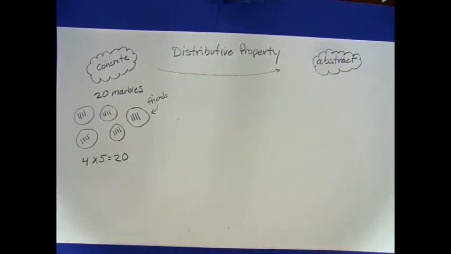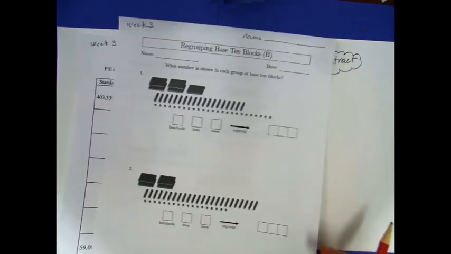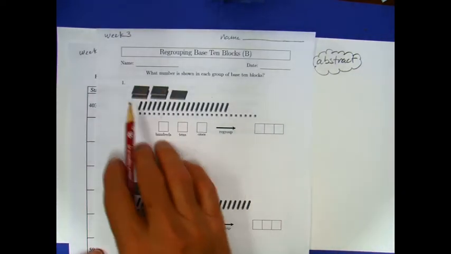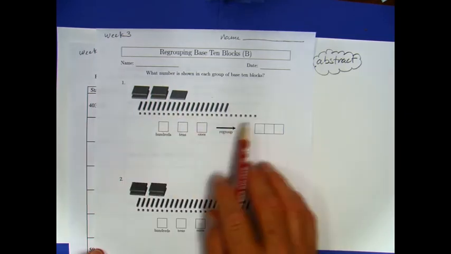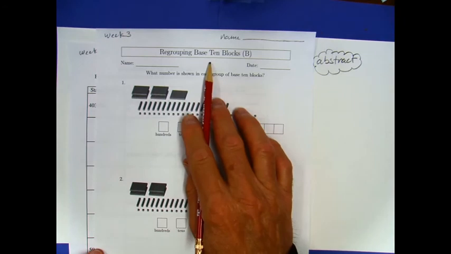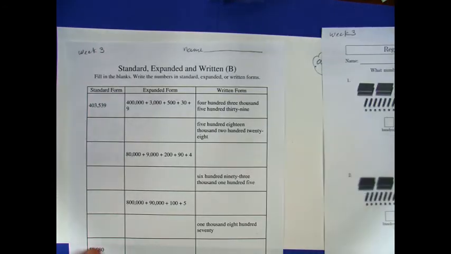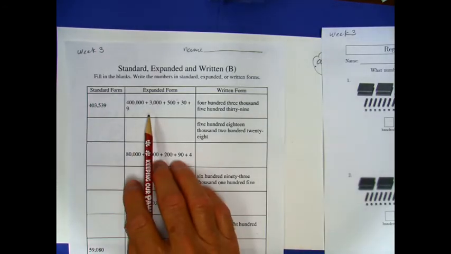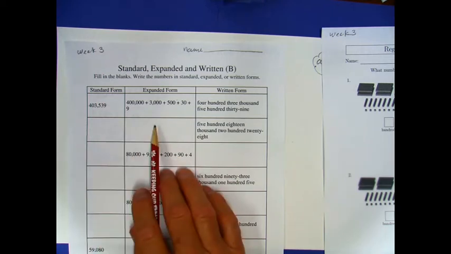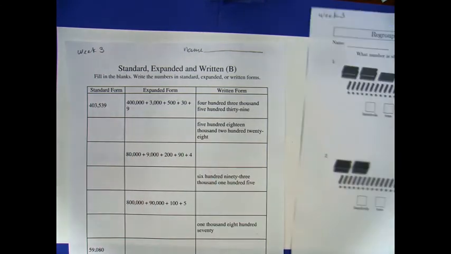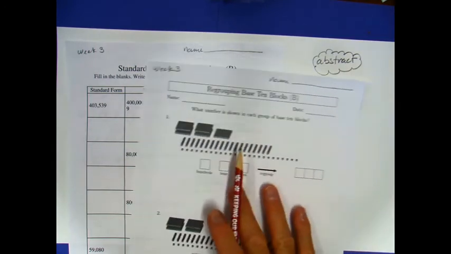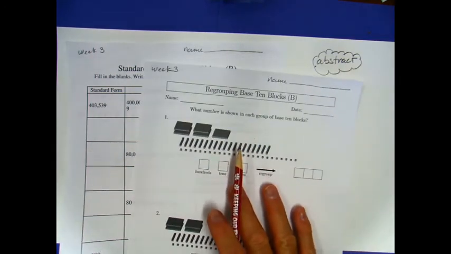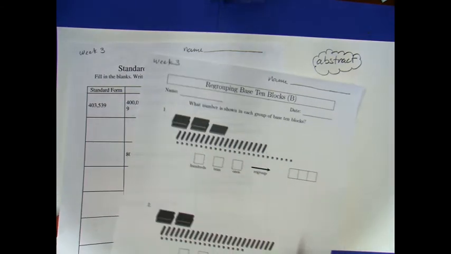Now you've had work like this where, in this case, cubes, rods, and flats have been distributed and you're grouping them in base 10. You had an example like this in week 2 where you had the standard form and you expanded this. These are both examples of the distributive property using base 10. So we're going to look at how it can apply to multiplication.